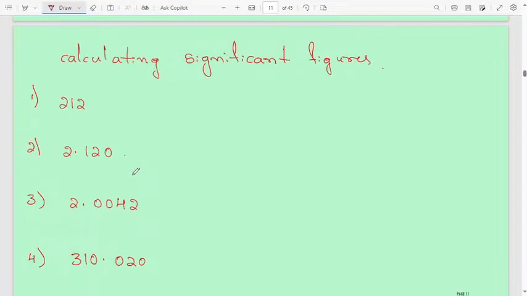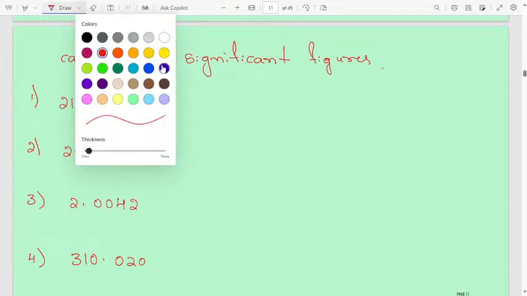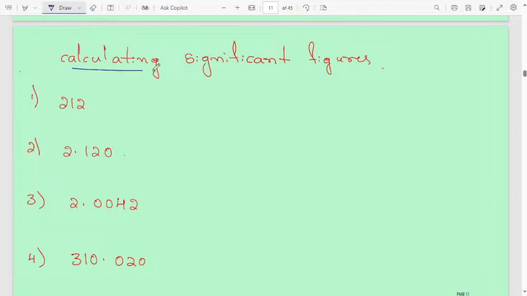Yes, calculating significant figures. Apply the rule, whatever I explained now, to calculate the significant figures. First one, all the three numbers are non-zero numbers. Therefore, here 1, 2, 3, all the three we can consider as significant figures. You are having in this number three significant figures.